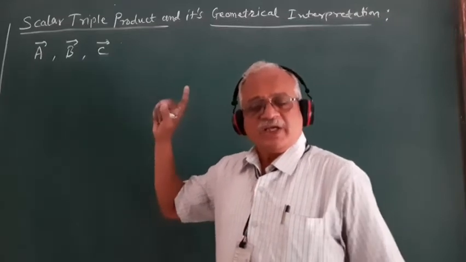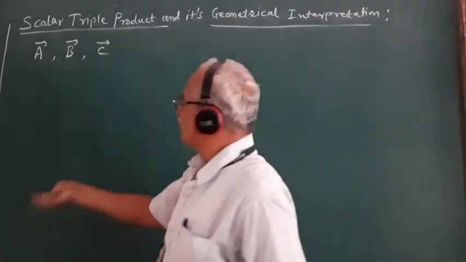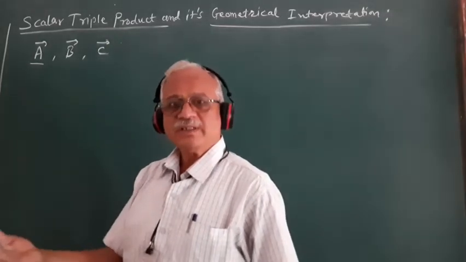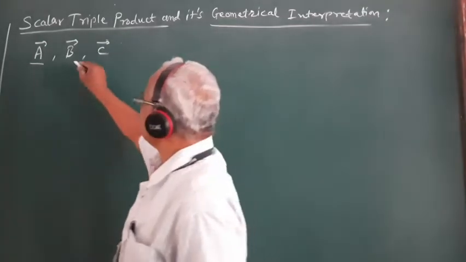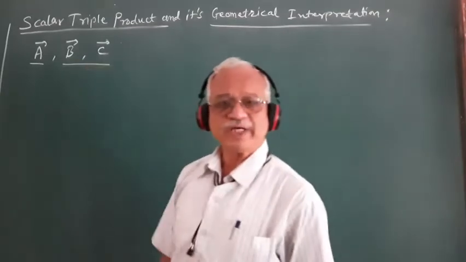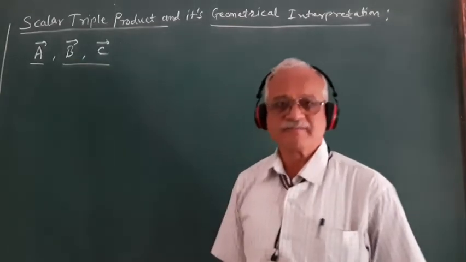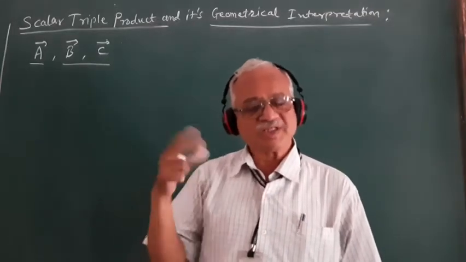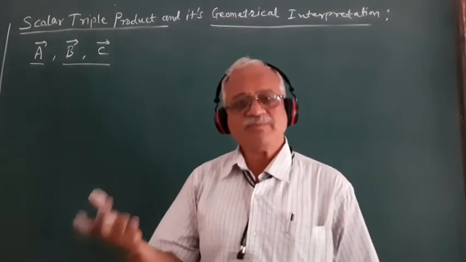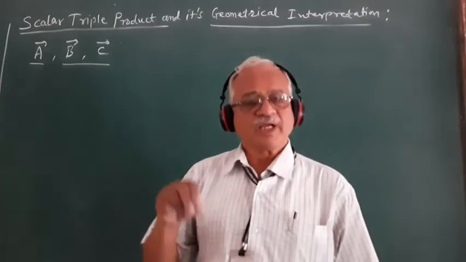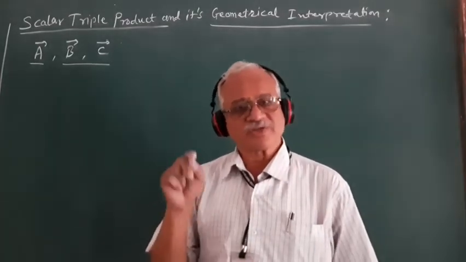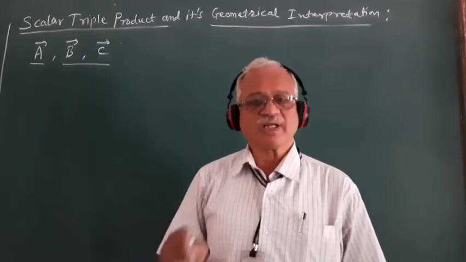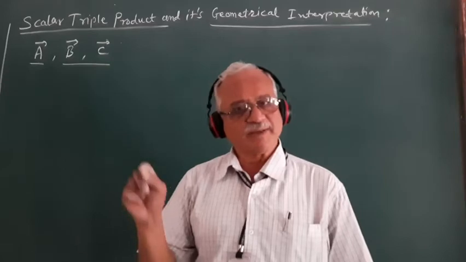that if we take the dot product of the first vector A bar with the result of the cross product of the remaining two vectors B bar and C bar, then the result of multiplication of the three vectors will be a scalar quantity, and such a multiplication of the three vectors is called the scalar triple product.